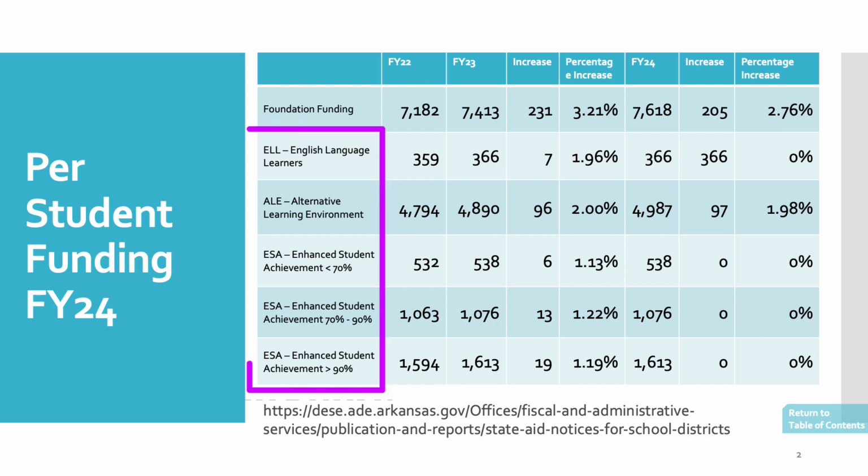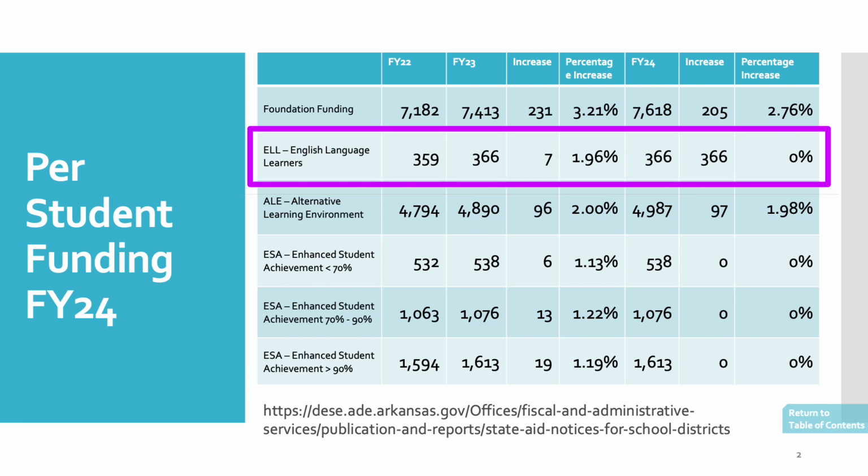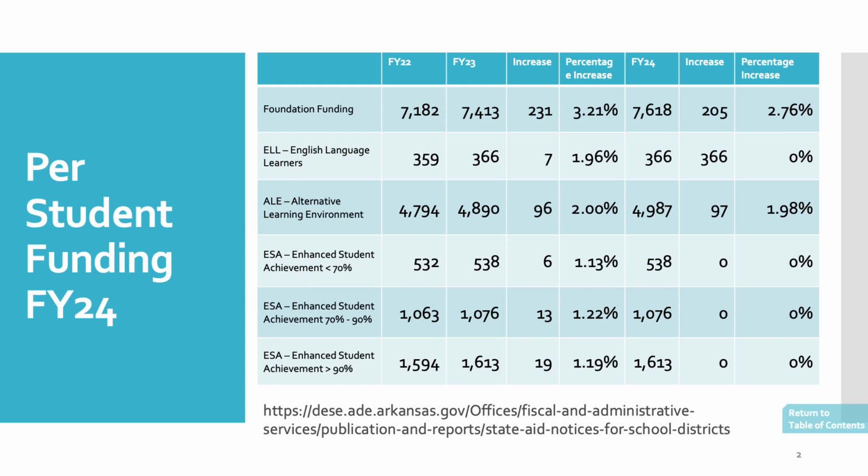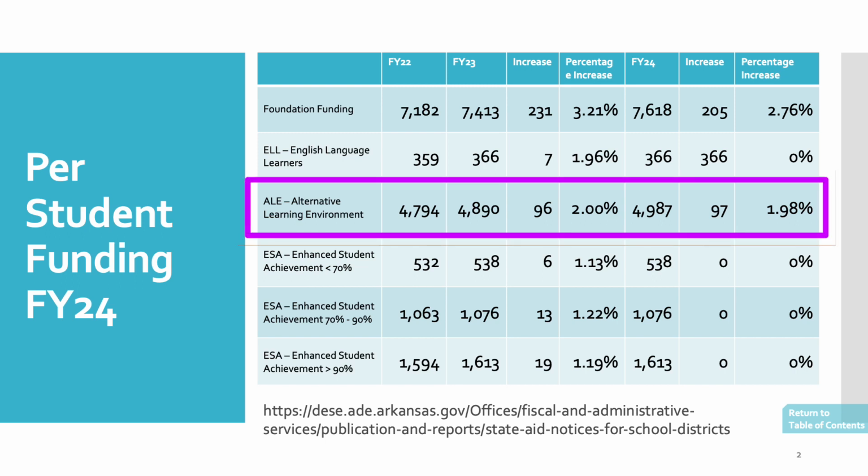So you can see there's been an increase in your funding, which is always a good thing when you get more money. There's some other subcategories called categorical funding, real imaginative with the names. And so the English language learners, there's a dollar amount from $359, $366, and that has stayed kind of stable, and it's $366 again this year. ALE, alternative learning environment, has gone up just barely to $97 per student.